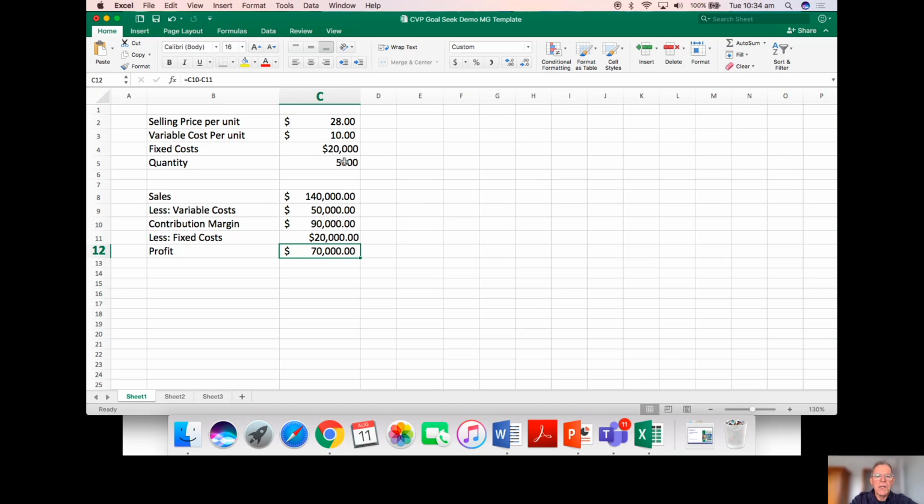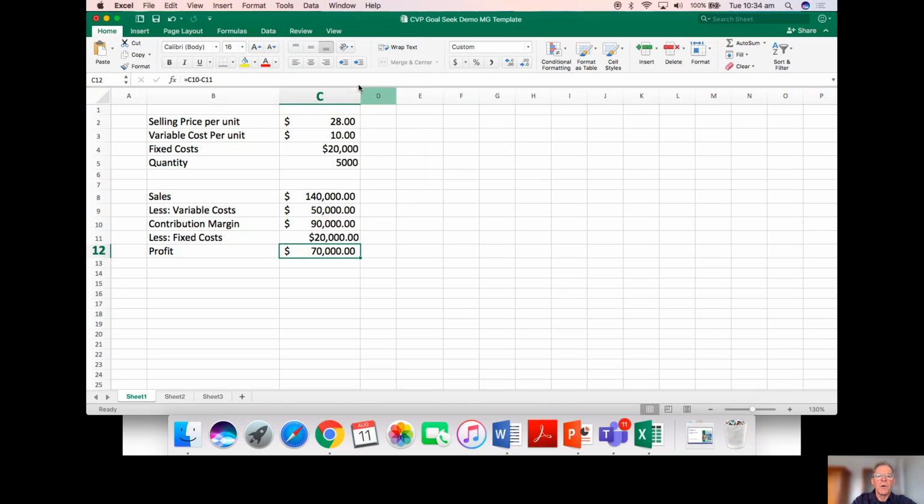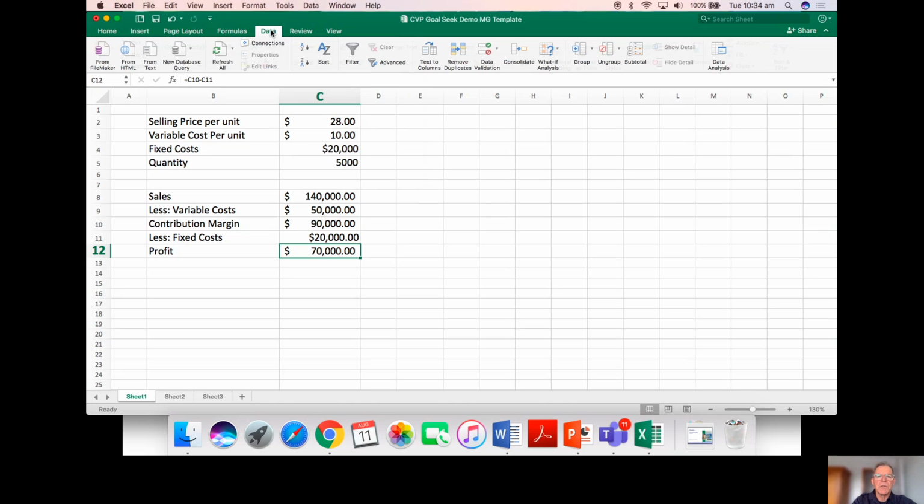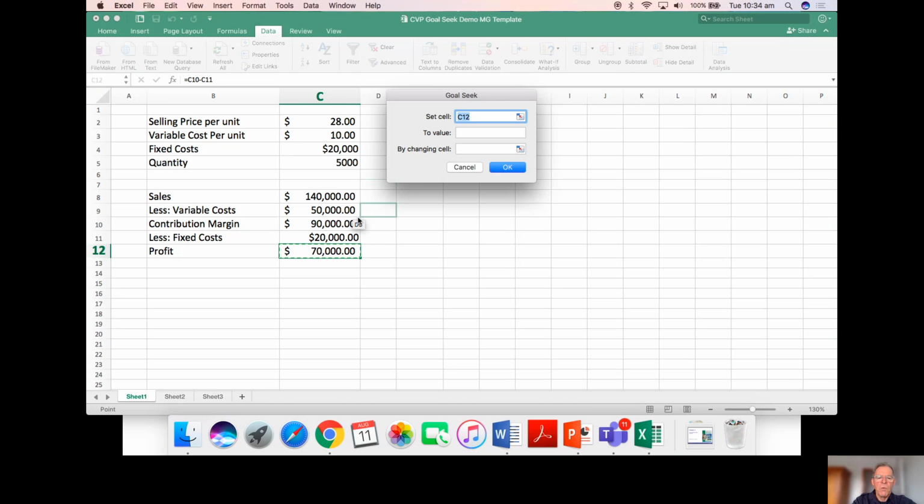So what if we asked, what is the break-even point? We would go to Data in the menu options, then What-If Analysis, drop down arrow, Goal Seek. We always click on what we'd like the answer to, so click on your profit. You're trying to set the profit, and the break-even point is where the profit equals 0. So I'll key a 0 in there.